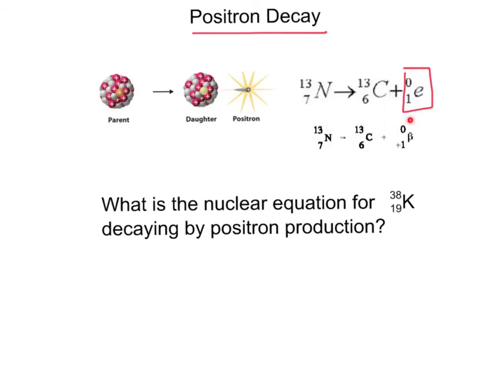When positron decay happens, a positron particle is given off. So again, just applying the same types of principles that we've applied before, you can balance your nuclear equation in the same way. Sometimes you will see a positron written like this, as a beta particle with a +1 charge. There are different ways of writing that. I'll probably usually refer to it as an electron with a +1 charge and 0 mass. So let's see if you can write the nuclear equation for potassium-38 decaying by positron production. Pause the video and see if you can do that.